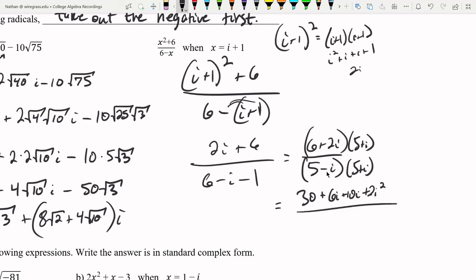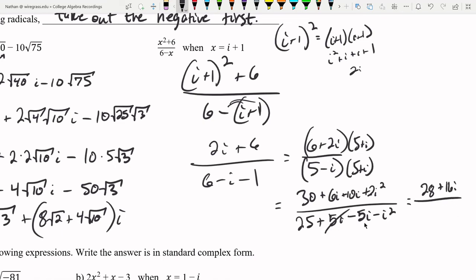On the bottom, this is multiplying complex conjugates, so we're going to get 25 minus plus 5i minus 5i minus i squared. Okay, combining like terms, this is the same thing as negative 2 because i squared is negative 1. Negative 1 times positive 2 is negative 2. 30 minus 2 is 28.